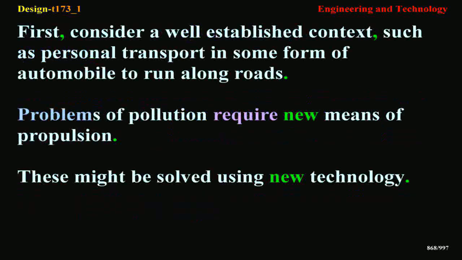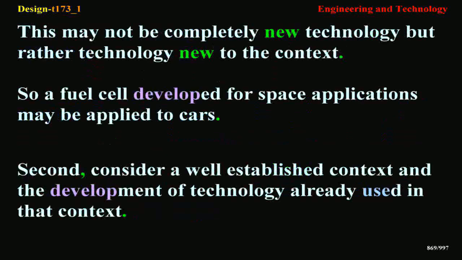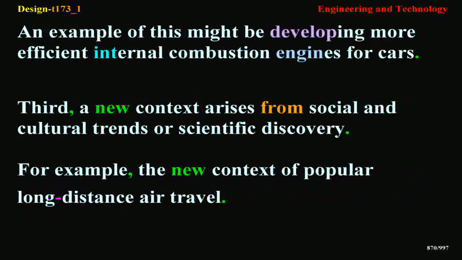First, consider a well-established context, such as personal transport in some form of automobile to run along roads. Problems of pollution require new means of propulsion. These might be solved using new technology. This may not be completely new technology but rather technology new to the context. So a fuel cell developed for space applications may be applied to cars. Second, consider a well-established context and the development of technology already used in that context. An example of this might be developing more efficient internal combustion engines for cars.